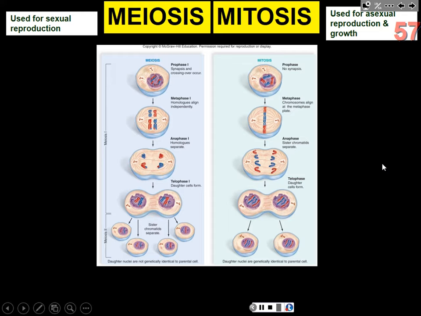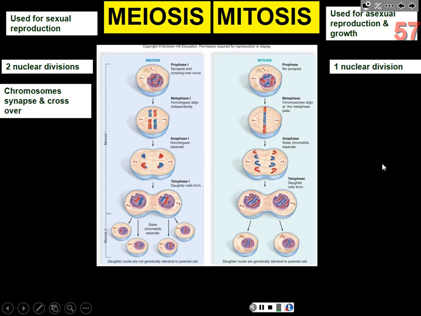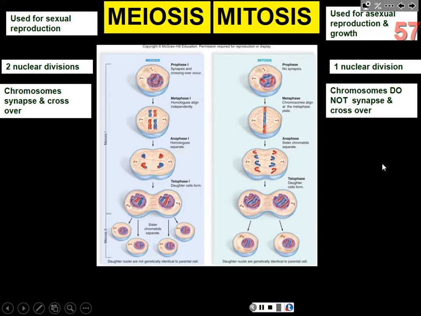So 2 different purposes, 2 different divisions. 2 nuclear divisions in meiosis, 1 in mitosis. In meiosis, the chromosome pairs come together. And you can get that crossing over. In meiosis, the pairs come together. That's what makes it meiosis, because that doesn't happen in mitosis. The pairs don't care about each other in mitosis. They don't synapse.